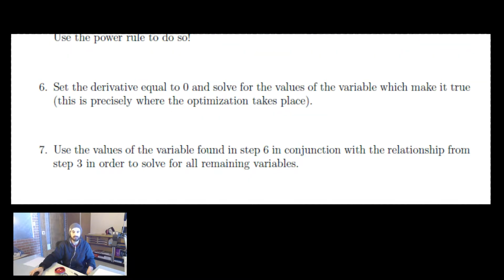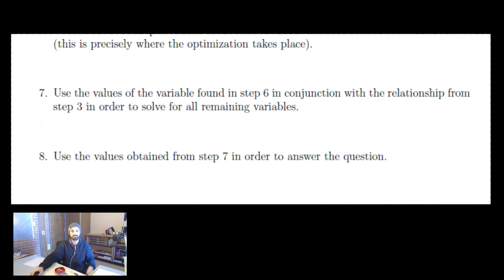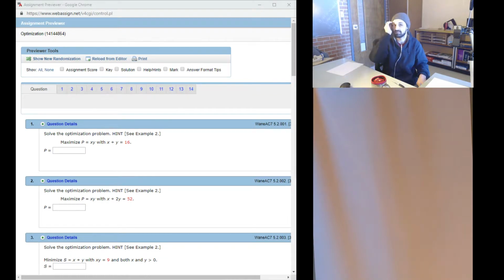So step 7, use the values of the variable found in step 6 in conjunction with the relationship from step 3 in order to solve for all remaining variables. Once you have all remaining variables solved for, it's a matter of answering the question. So that's a nice little outline. You'll see these steps also posted in Brightspace along with these videos. So let's jump into some homework problems.